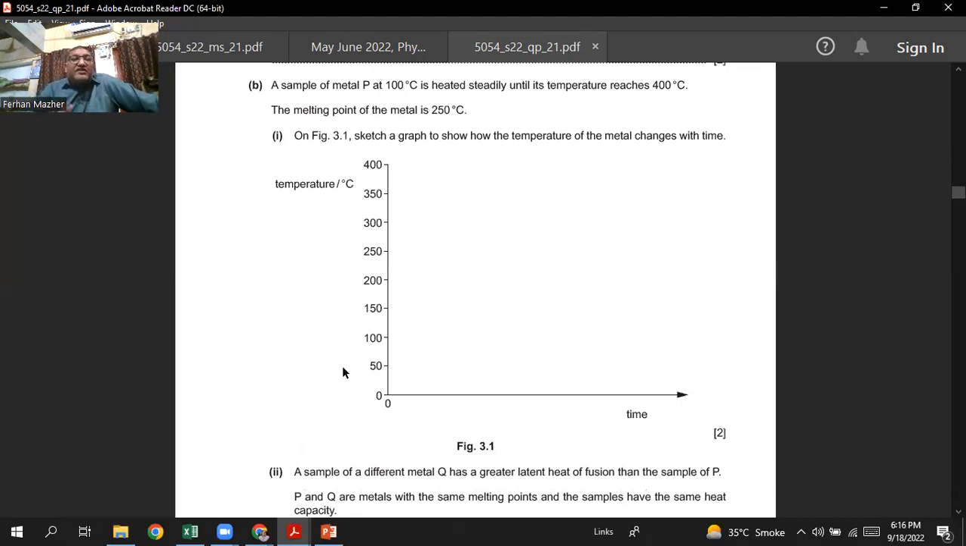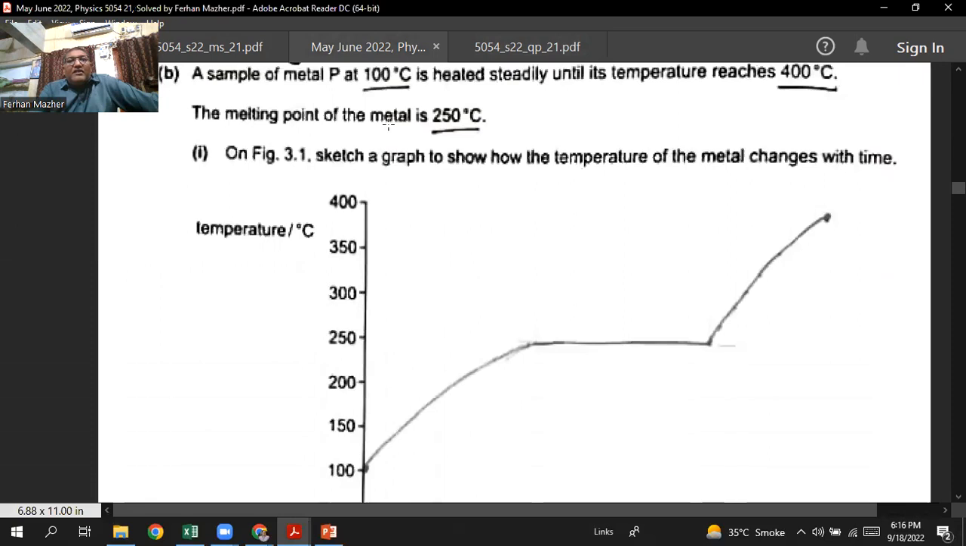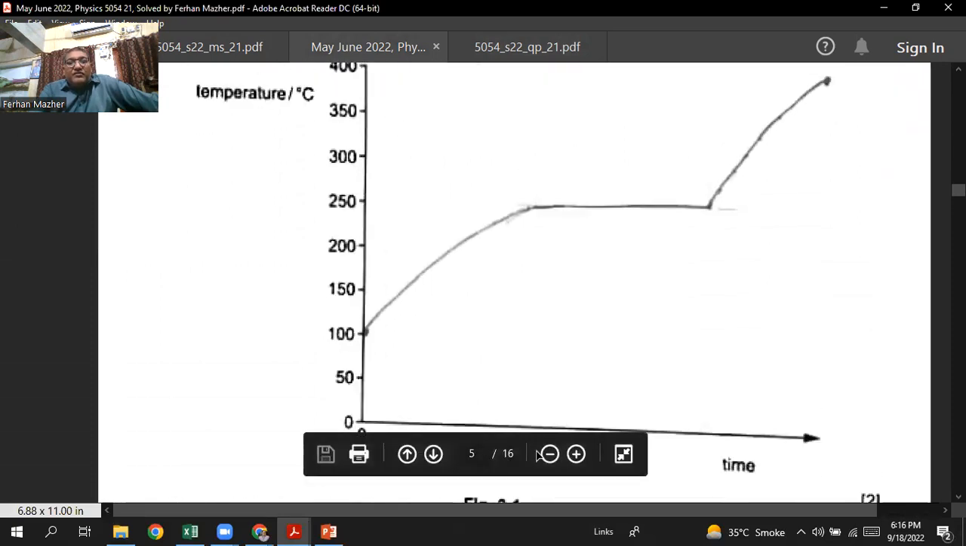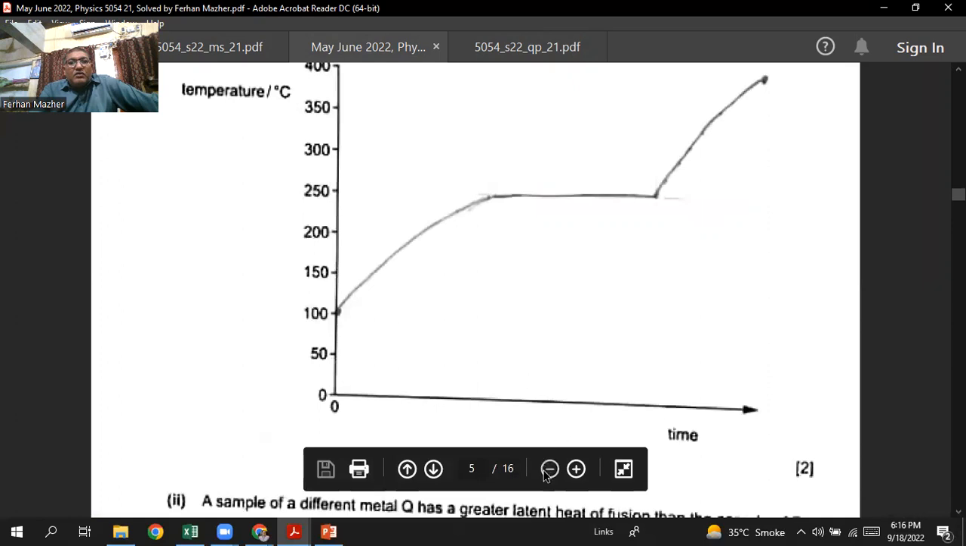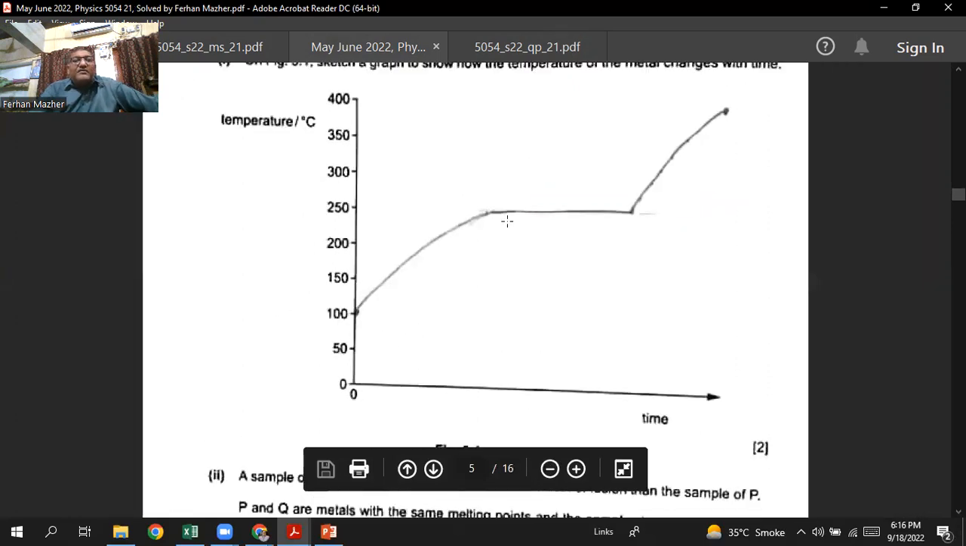The metal's initial temperature is 100 degrees centigrade, and you will raise its temperature from 100 to 400 degrees centigrade. The melting point is 250 degrees centigrade. When you reach 250, the metal will melt. During the time in which the metal melts, the temperature will remain constant. Once all the metal has melted, the temperature will start rising again. So we will draw this. Let me show you. Here you can see I have drawn that.